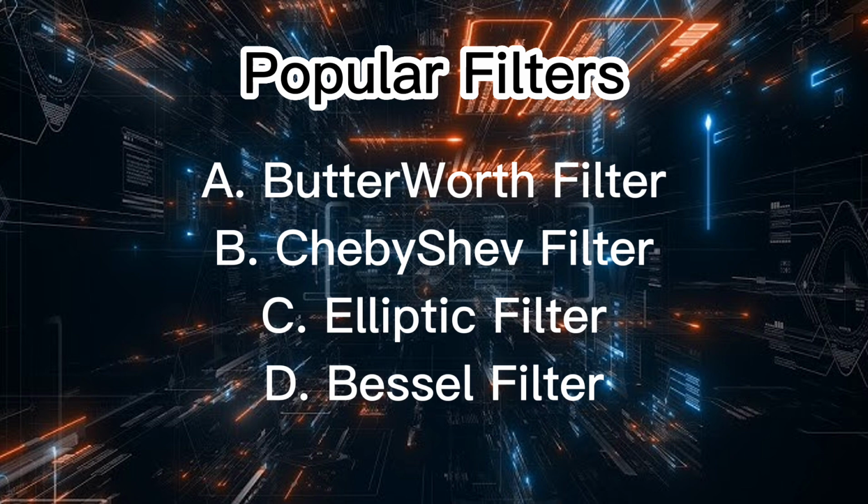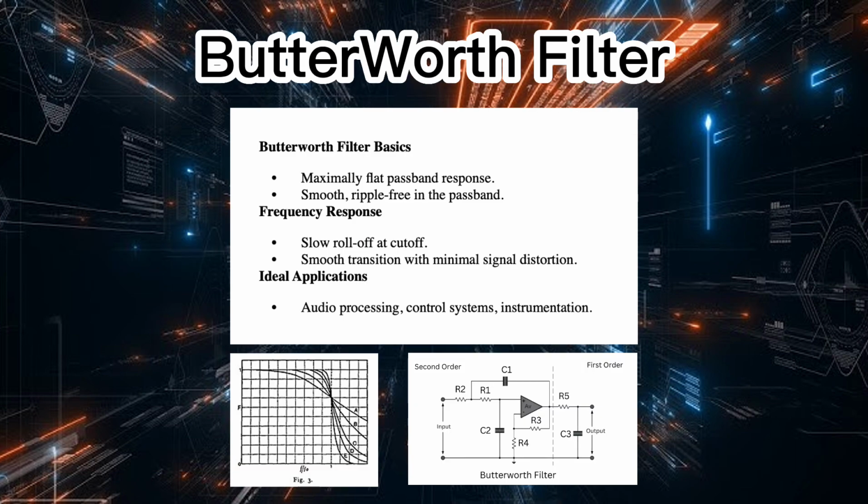So now we are going to talk about the 4 popular filters that are to be used for the experiment. First is the Butterworth filter, then the Chebyshev filter, the Elliptic filter and the Bessel filter. Now let's take a look at the Butterworth filter.